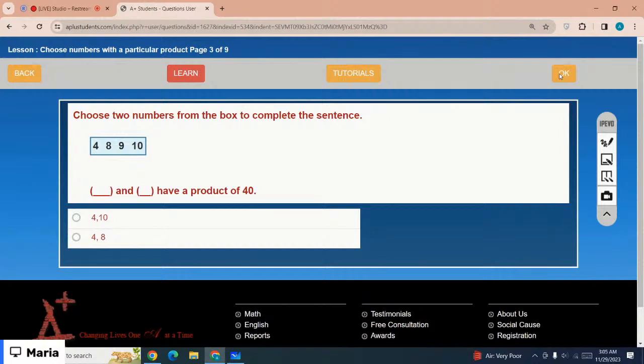Choose two numbers from the box to complete the sentence. Dash and dash have a product of 40. So which two numbers have a product of 40? The options are 4, 10, and 4, 8. Which is the correct option? Yes, that is 4 and 10, because 4 times 10 makes 40. So the correct option is 4 and 10. Option 1 is the correct option, right?